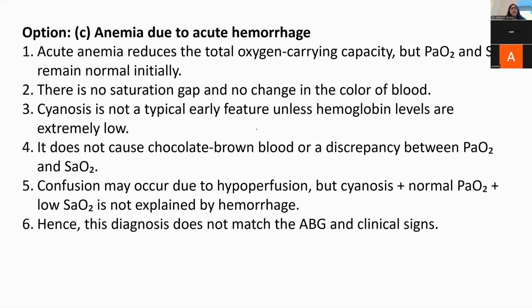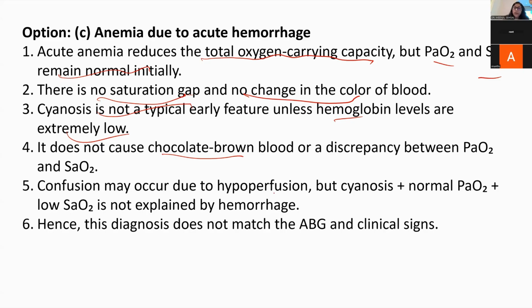Anemia due to acute hemorrhage. Now, acute anemia will reduce the total oxygen carrying capacity, but PO2 and SaO2 remain normal because it is a total loss in the total content of the blood. So there is no saturation gap, no change in the blood color. Cyanosis is not a feature unless hemoglobin levels are extremely low. It does not cause chocolate brown blood or a discrepancy between the partial pressure and the saturation of oxygen.